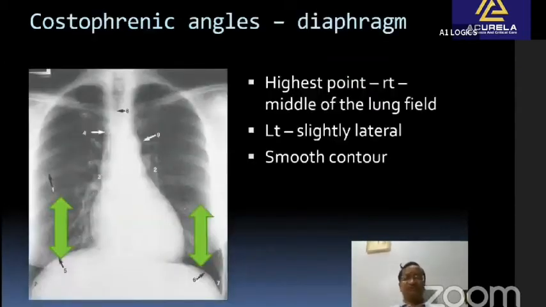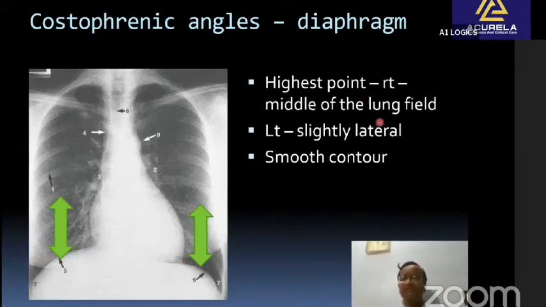Now after seeing the bones, we will come to the costophrenic angles and the diaphragm. This is costophrenic and this is cardiophrenic. This is cardiophrenic and costophrenic. See, this angle is not at all here.